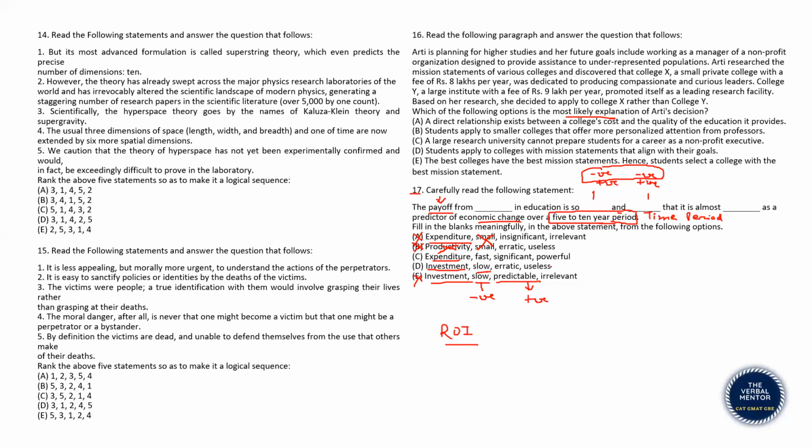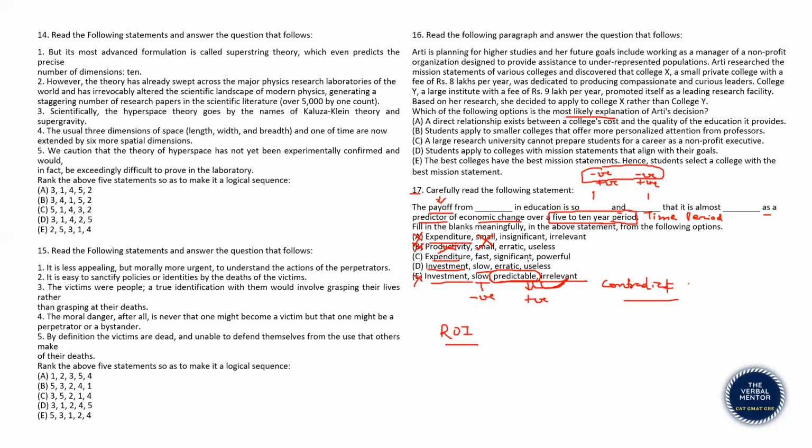Also, please note, if the return on investment in education is predictable, then how is it irrelevant as a predictor? So these two contradict each other. If the return on, I repeat, if the return on investment in education is predictable, so we know what kind of returns will come later, then it is not irrelevant as a predictor of economic change. It is rather irrelevant. So this is directly contradicting. Okay. So between C and D now.